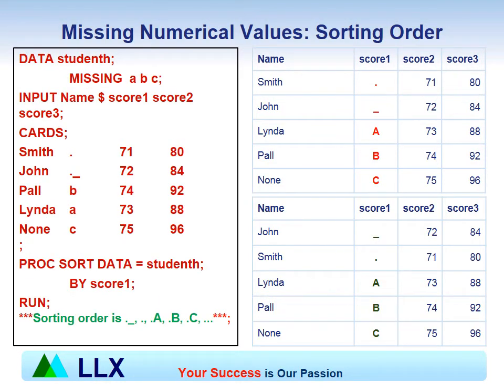Now we'll talk about the sorting order of missing numeric values. Missing numeric values can be sorted just like other values. The syntax is exactly the same as the syntax used for sorting non-missing values, but the order missing values are sorted in is underscore first, period second, then the letters in alphabetical order. The upper right printout is before the sort, and the lower right printout is after the sort.